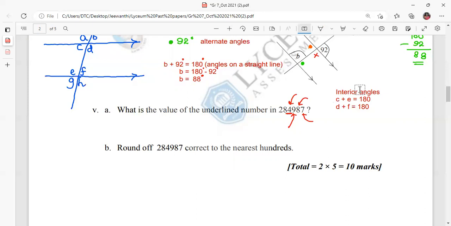You have written the value of the place. But here we want to have the value of the underlined number. So that should be 4,000, right? It's in the thousand place. Then value of that number. How do you read this?